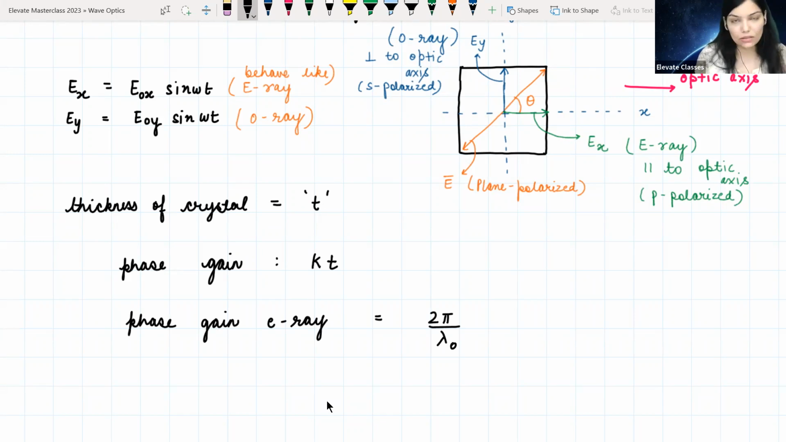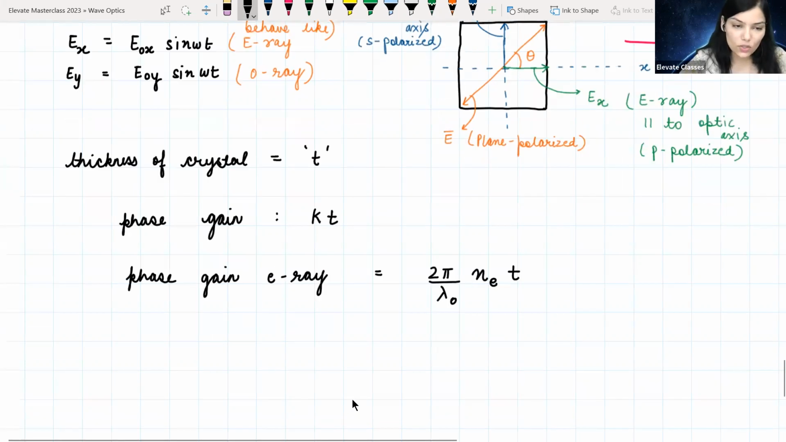Lambda naught would be the value of the wavelength in free space, or in an isotropic medium, you can consider it more like free space. And the E ray is going with the velocity corresponding to nE, so lambda E will be equal to lambda naught by nE. So I have substituted the wavelength the E ray would experience due to this refractive index, and then it is moving a distance t. So this is the phase that the E ray is going to gain.